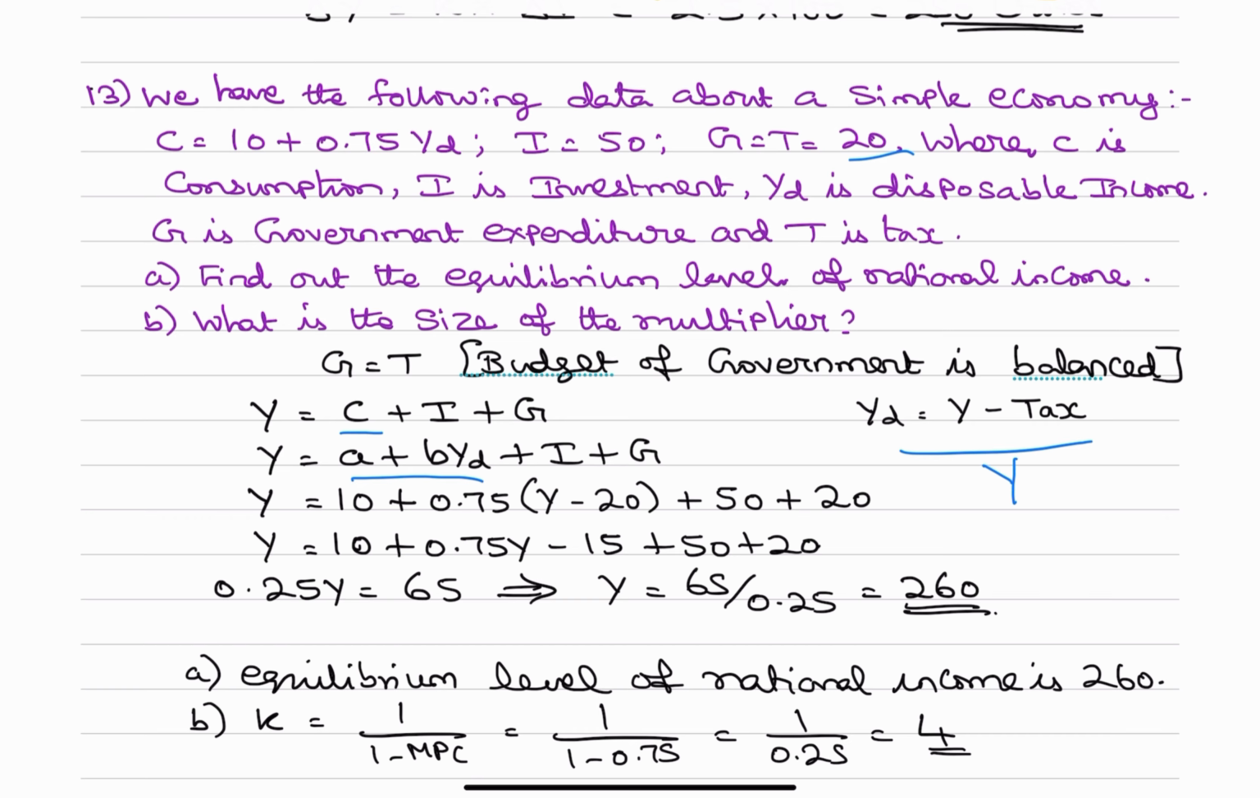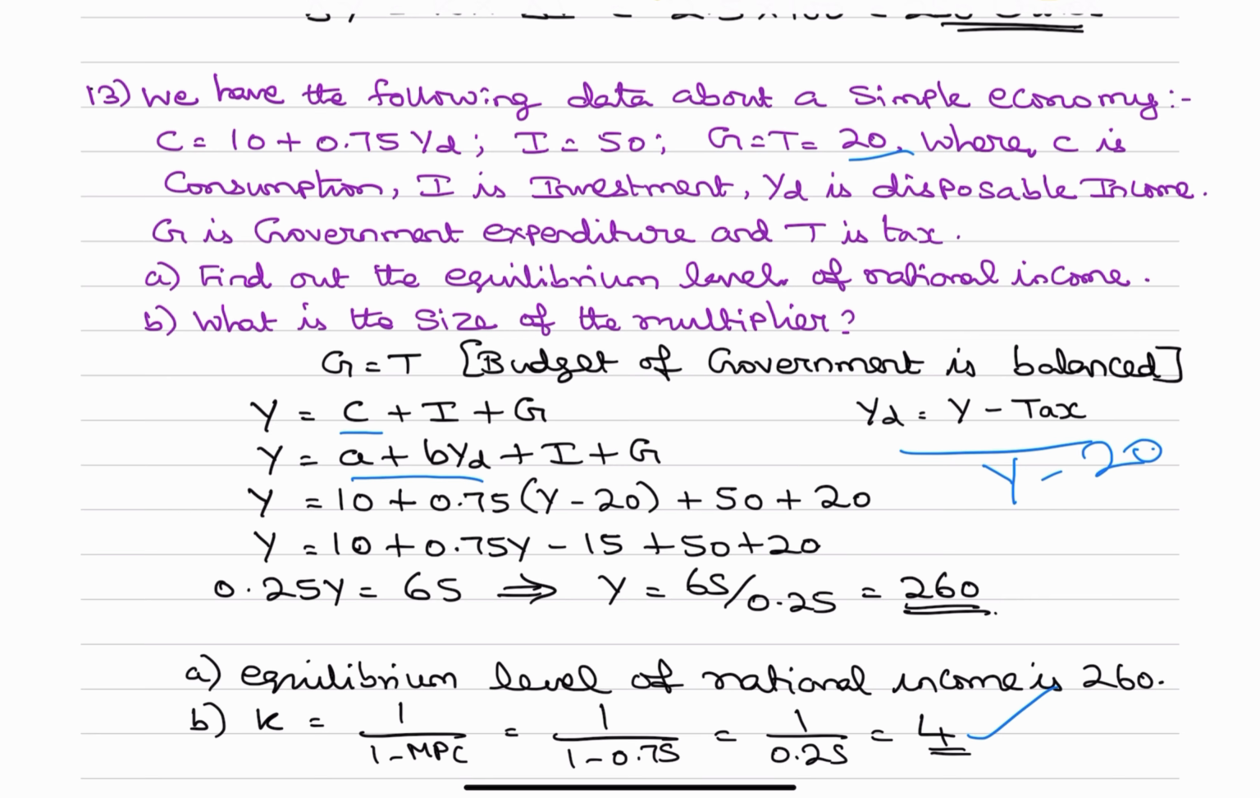Here Y minus tax value is 20. So substituting this value for YD, 10 plus 0.75 into Y minus 20 plus investment is 50 and the government is 20. Then simplifying these values, we get Y is equal to 260. Equilibrium level of national income here is 260. Then the multiplier value is 1 divided by 1 minus MPC, that is 1 divided by 1 minus 0.75. The value of the multiplier here is 4.